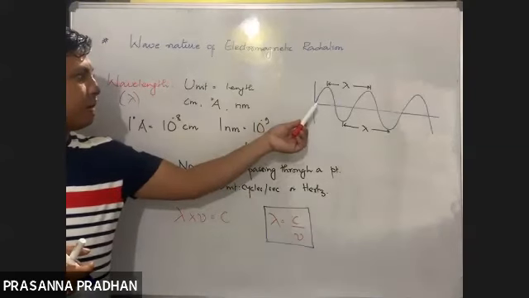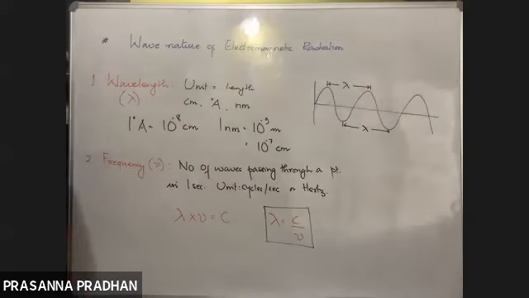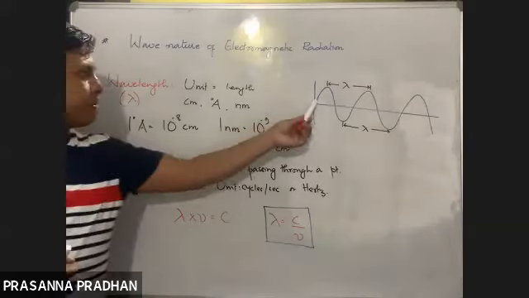Number of waves passing through a given point in 1 second. Suppose 100 waves are passing through a given point in 1 second, the frequency will be 100. If 1,000 waves are passing through a given point in 1 second, the frequency will be 1,000. So frequency is defined as the number of waves passing through a given point in 1 second.